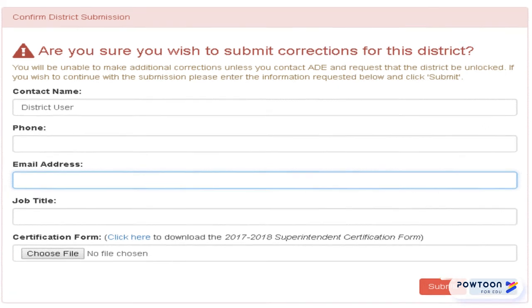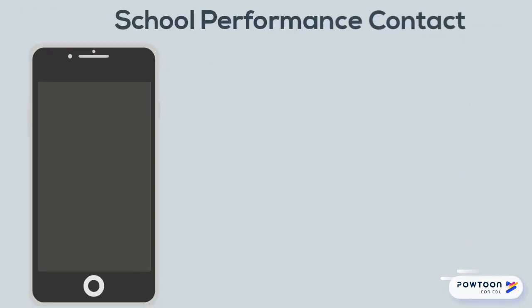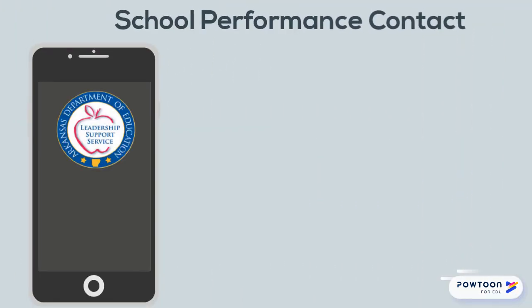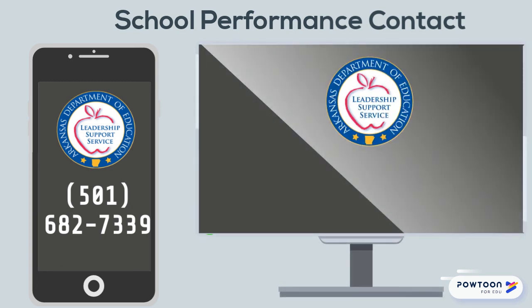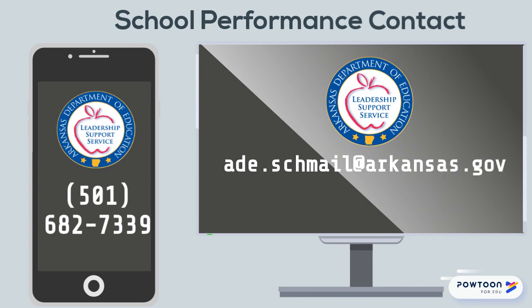certification form. If you have any questions, please contact the School Performance Unit by phone at 501-682-7339 or by email at ade.schmail@arkansas.gov.